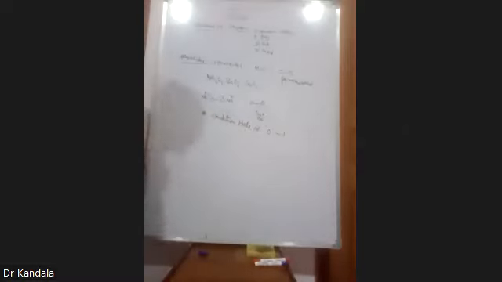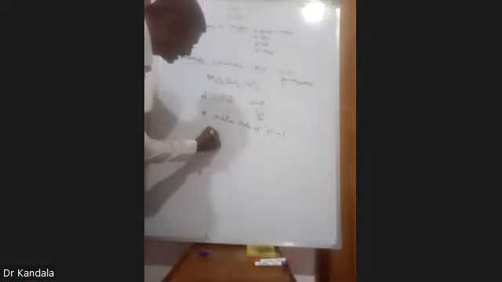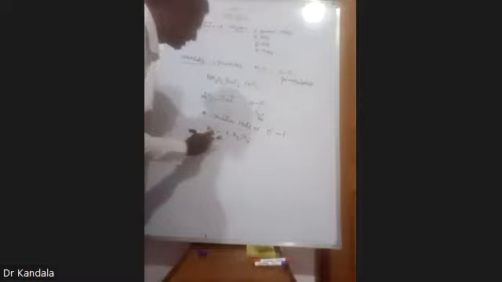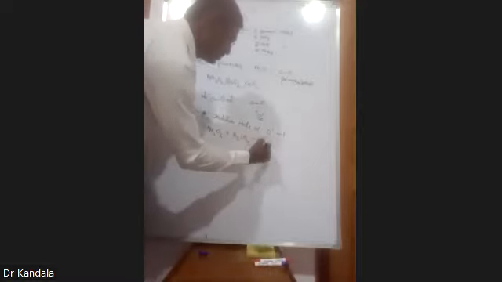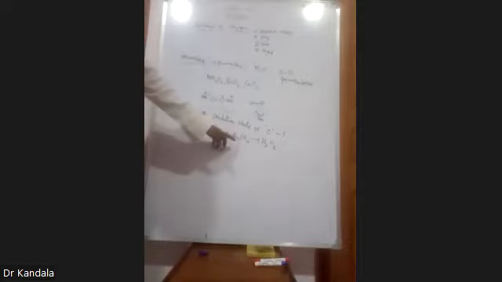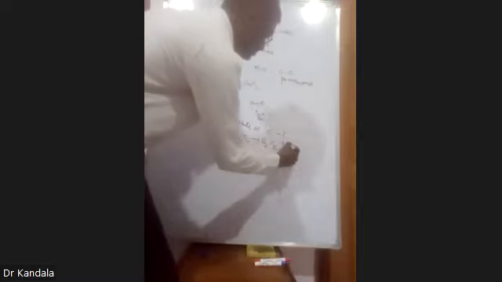The oxidation state of oxygen in peroxides is -1. And one more important point: any metal peroxide, when treated with dilute acids, produces hydrogen peroxide. Of course, salt will also be formed.